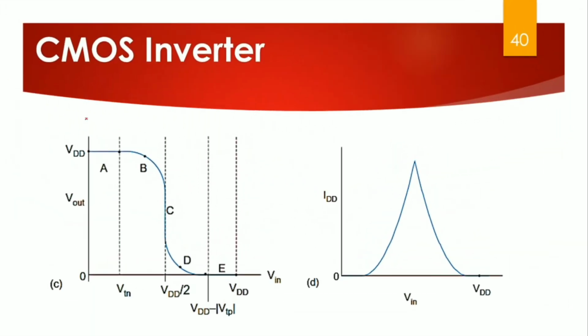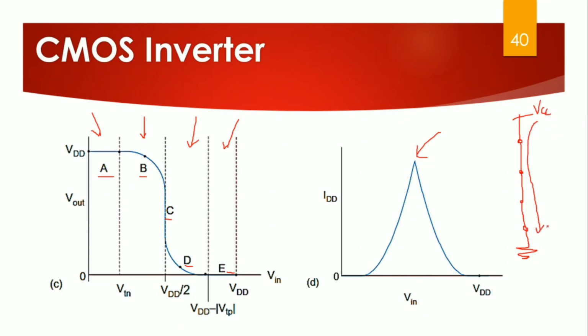In the next graph, these are the operating regions of inverter. It operates in 5 different regions, A, B, C, D and E. At the C region, you will be having larger current. At the point C, you will be having the extreme current. Why do you have extreme current? Because both the transistors will turn on. Okay. So from VDD to ground, you will be having a short circuit path and you will be having a large amount of current at this point.